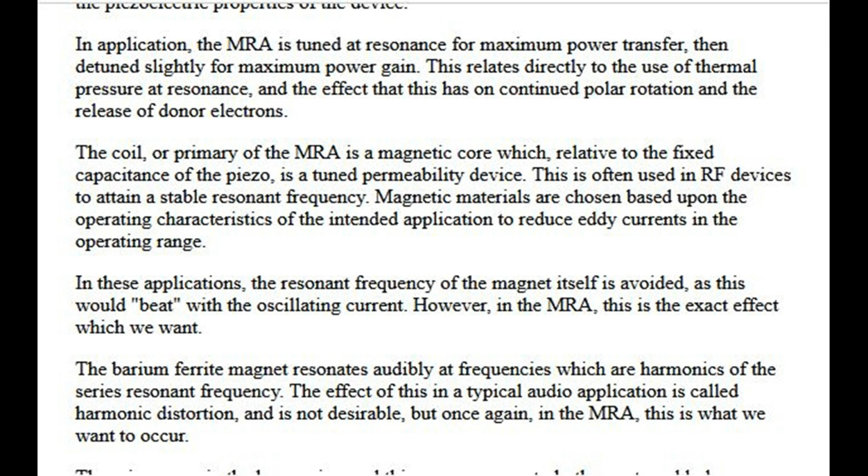Magnetic materials are chosen based upon the operating characteristics of the intended application to reduce eddy currents in the operating range. In these applications, the resonant frequency of the magnet itself is avoided, as this would beat with the oscillating current. However, in the MRA, this is the exact effect which we want. The barium ferrite magnet resonates audibly at frequencies which are harmonics of the series resonant frequency. The effect of this in a typical audio application is called harmonic distortion, and is not desirable, but once again, in the MRA, this is what we want to occur.